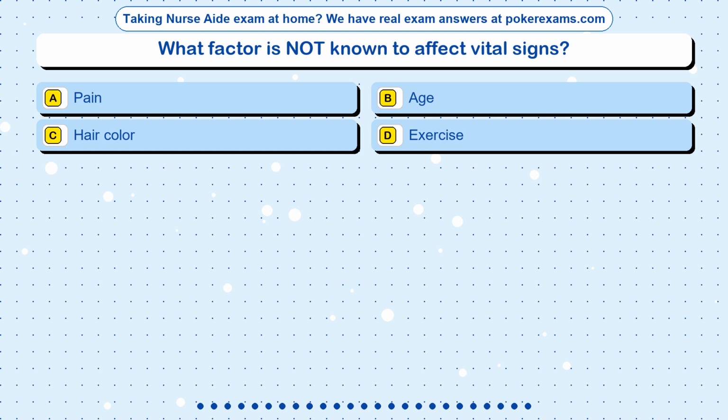Question 14. What factor is not known to affect vital signs? Option A. Pain. Option B. Age. Option C. Hair color. Option D. Exercise.